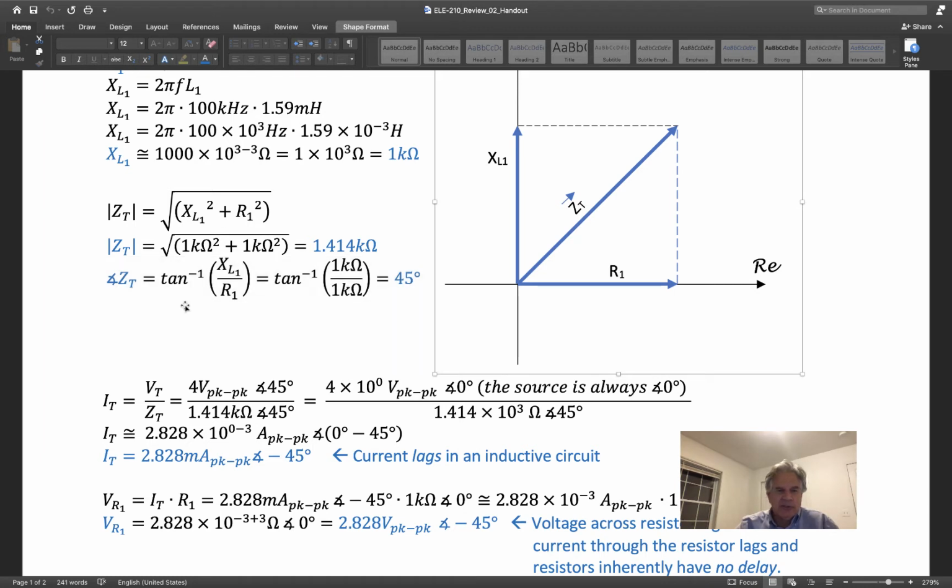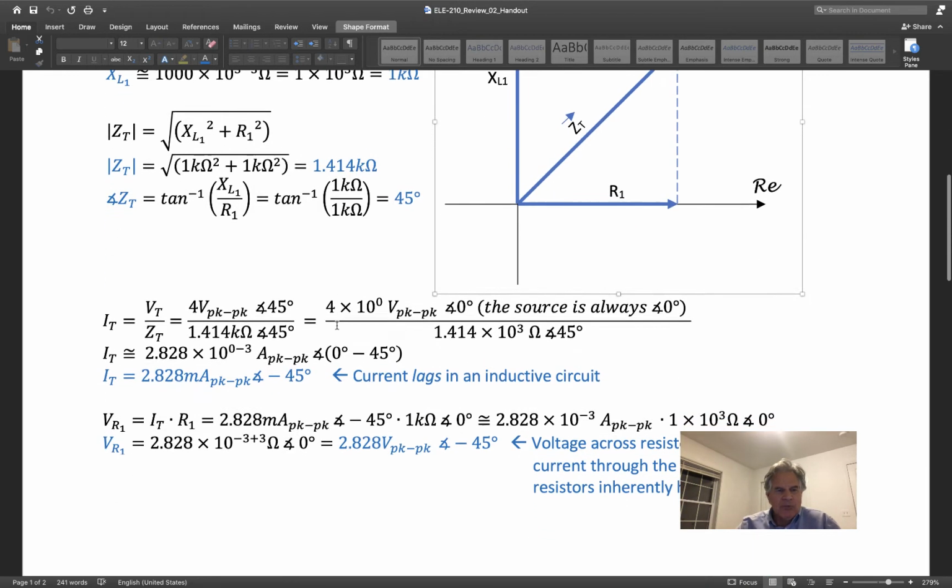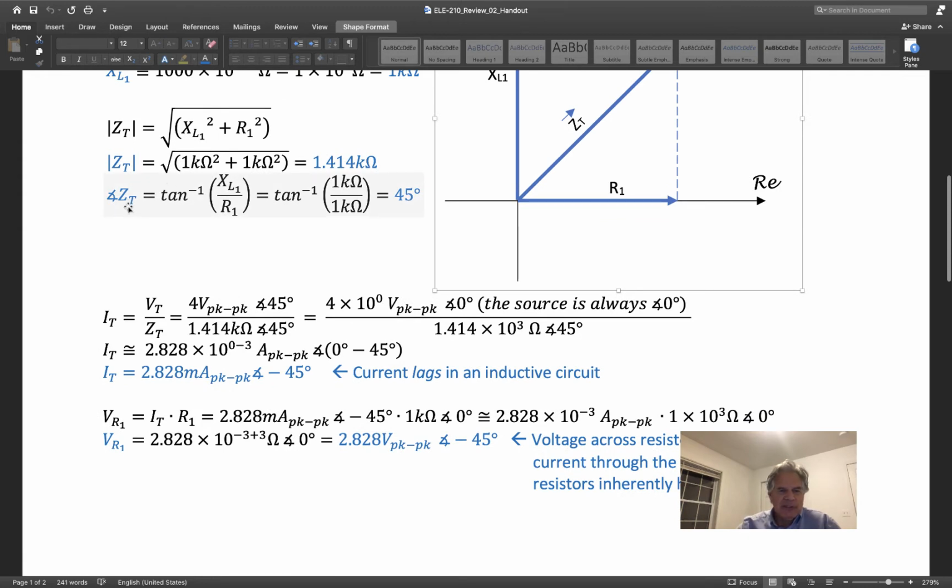of 45 degrees. And remember that tangent to the minus 1 here, it's not 1 over tangent, it's the inverse tangent function. Some people call it arctan. So we want the angle, instead of the tangent of some angle, we want the angle whose tangent is XL1, the inductor reactance of L1, divided by the resistance of R1. And when they're both equal, that is a 45-degree angle. So now we have the total impedance here. We have its magnitude, 1.414 k ohms, and its angle, 45 degrees.